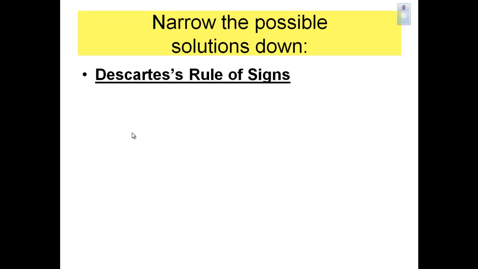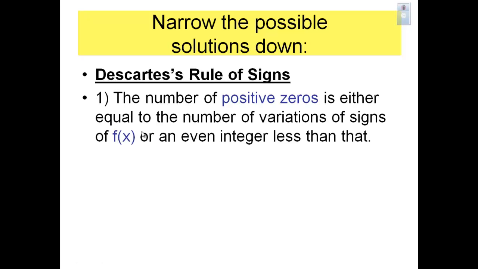So we've got something called Descartes' Rule of Signs, and there's two parts to it. The first part says that the number of positive zeros is either equal to the number of variations of sign of f of x or an even integer less than that. Let me make some sense of what that is by looking at an example.